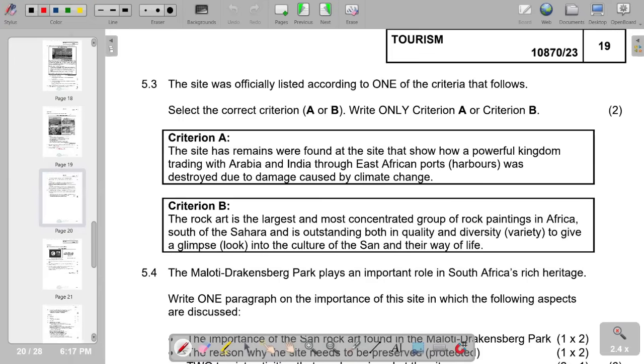The site was officially listed according to one of the criteria that follows. Select the correct criterion A or B, right? Only criterion A or criterion B. So you'd see that the correct one is criterion B. Then we move on to 5.4.